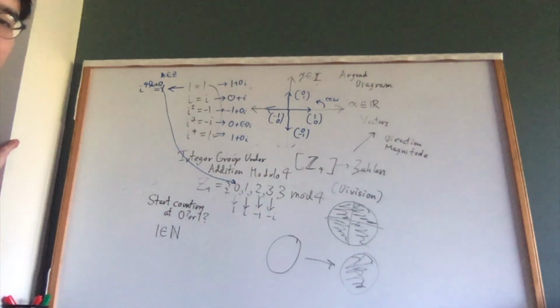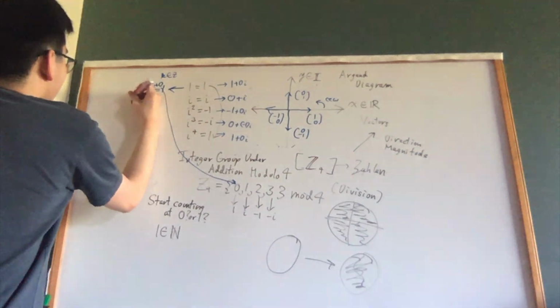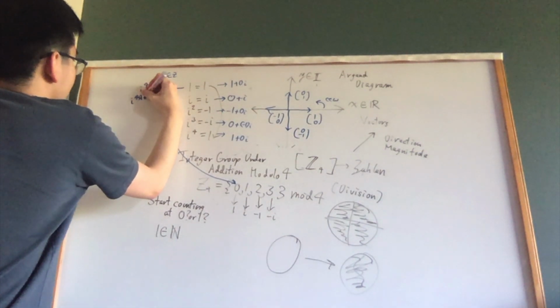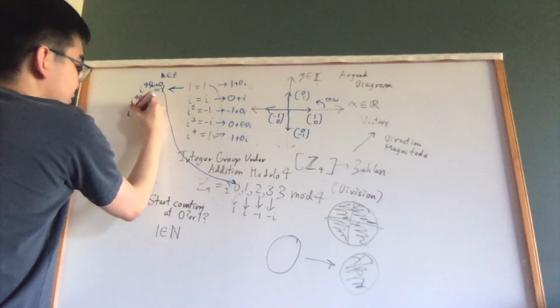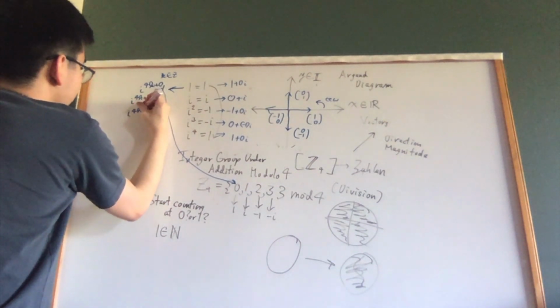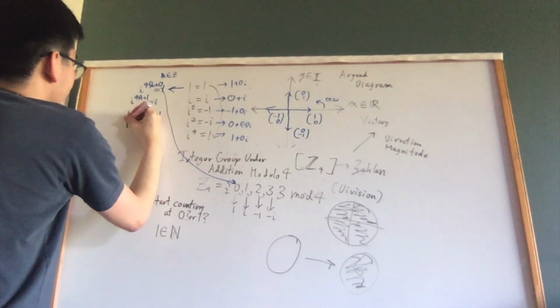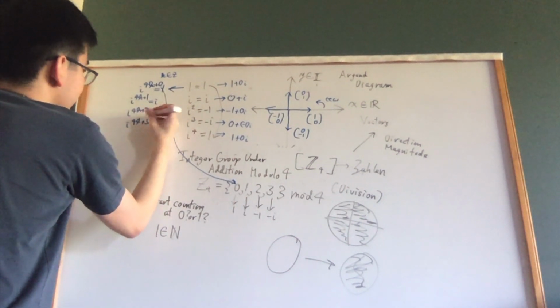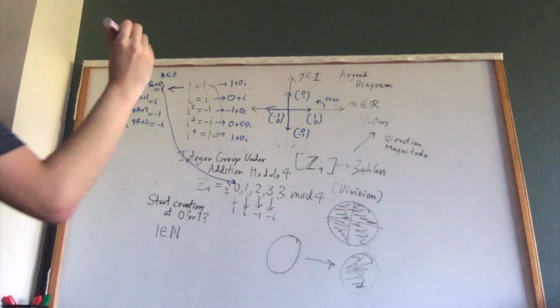So that's where it helps us. And then I can do the same thing with the other elements. I to the 4k plus 1 equals I, I to the 4k plus 2 equals -1, and I to the 4k plus 3 equals -I. So everything is represented here.